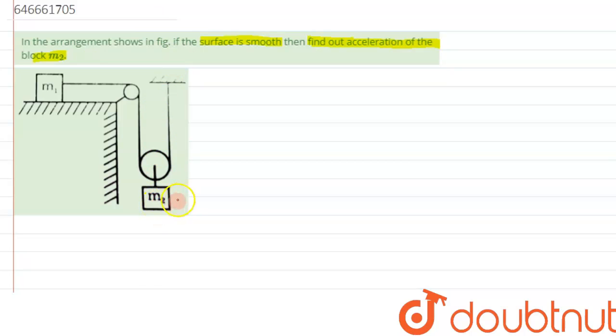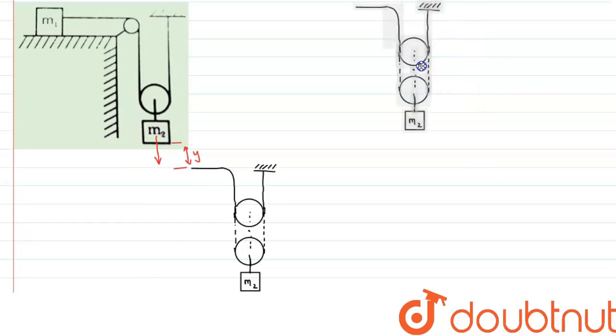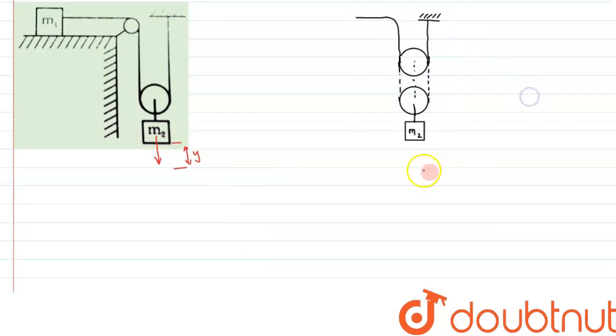So let's suppose that M2 is moving downward and covers a distance of y. So we can say the pulley will also move in the downward direction, and we can see the situation over here. This situation will look something like this. If this pulley moves downward by y, the string from this end will also move y and the string from this end will also move y.